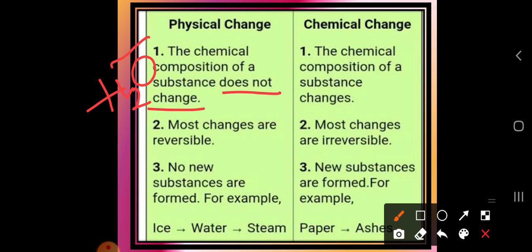What about the chemical change? The chemical composition of the substance will change. You can take a simple example of a chemical change, that is milk to curd. Milk to curd, where the composition of milk is changed into curd form. Milk contains lactose, and after converting milk to curd, the lactose changes into lactic acid. So, this is an example of a chemical change itself.